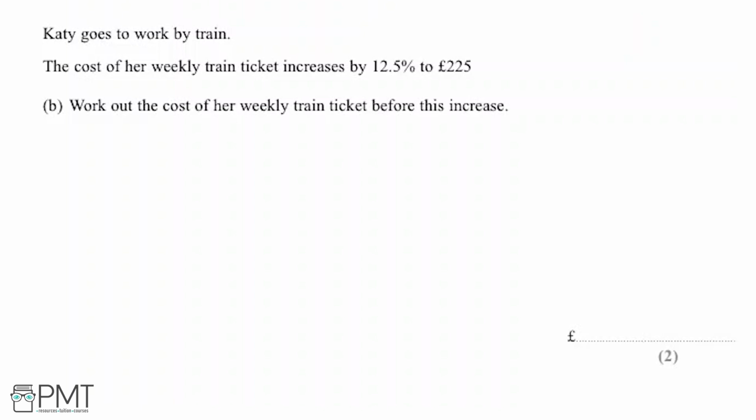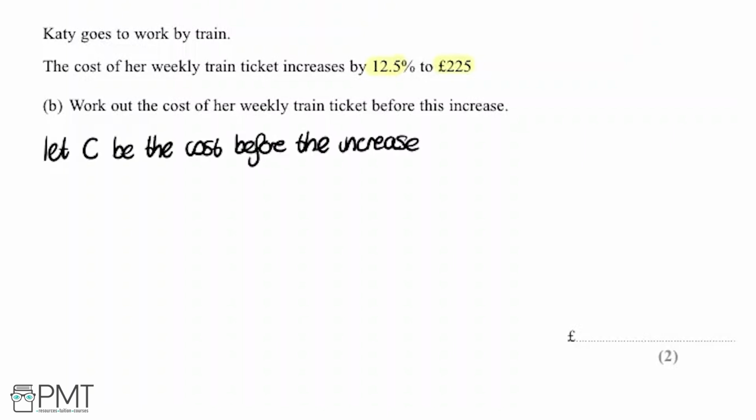Katie goes to work by train. The cost of her weekly train ticket increases by 12.5% to £225. Part B says we need to work out the cost of our weekly train ticket before this increase. Right, so firstly, I'm going to let C, so the variable C, so that could be any letter, I've just called it C, be the cost before the increase. So we're going to create an equation that we can solve for this.